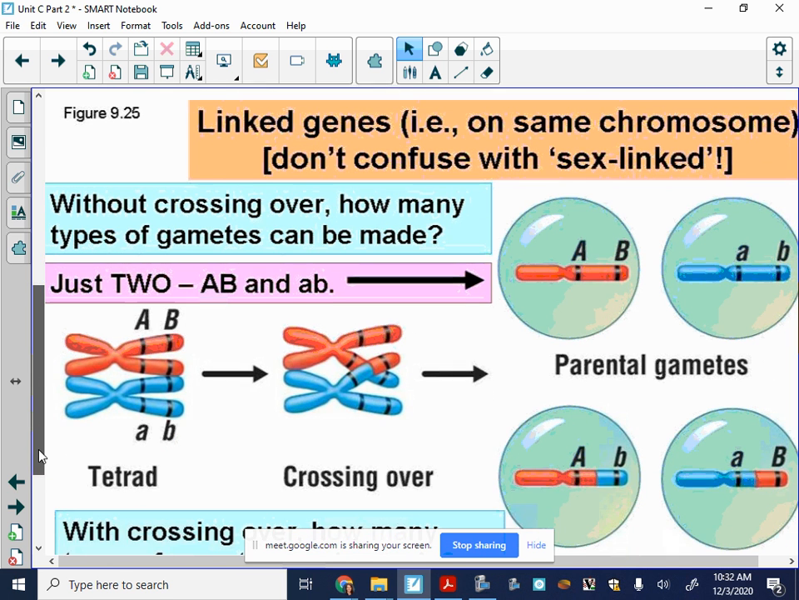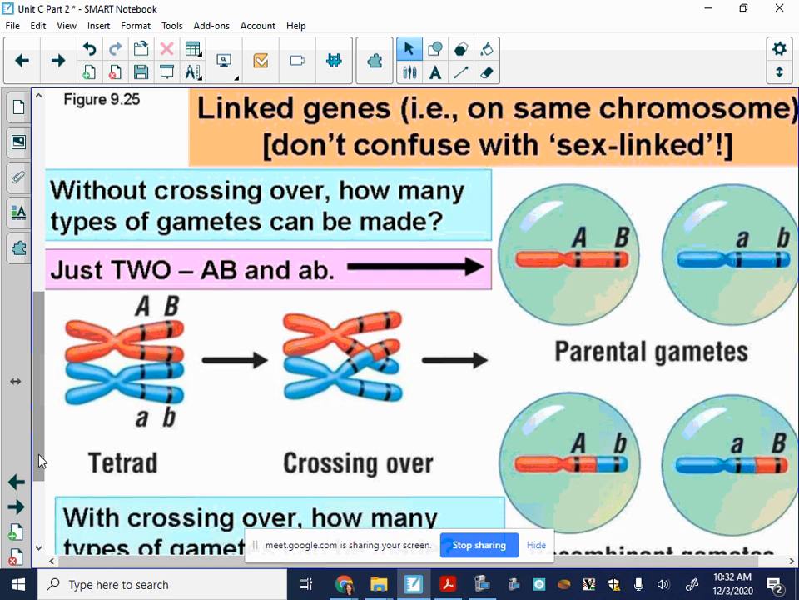Okay, and then I found this graphic. So here we have some linked genes. Genes A and B are on the same chromosome. One is maternal, one is paternal. So they're going to cross over during prophase 1, and you can see that you can get different combinations of alleles in your gametes.